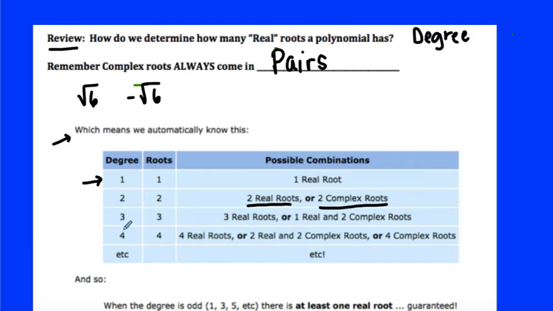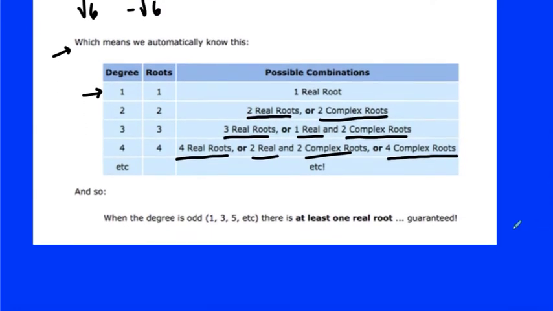If it has a degree 3, we can have three roots. So we could have three real or one real and two complex. This should all make sense because of the idea that complex roots come in pairs. If it's a 4th degree polynomial, it has four roots. So it could have four real, or two real and two complex, or four complex roots. All right, and so one thing you should see is that if the degree is odd, there is at least one real root guaranteed, no matter what, okay?